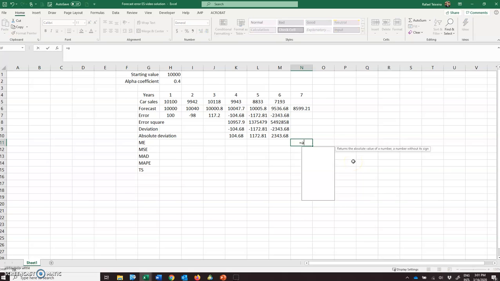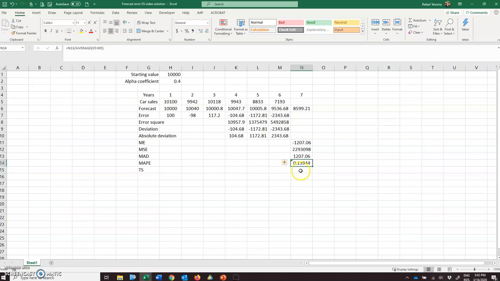Okay, so the mean error is equal to the average of the errors for years 4, 5, and 6. The mean square error is the average of the error square for years 4, 5, and 6. The mean absolute deviation is the same thing, but for the absolute deviation for years 4, 5, and 6. The mean absolute percent error is equal to the mean absolute deviation divided by the average demand for years 4, 5, and 6. And then the tracking signal is equal to the sum of errors for years 4, 5, and 6 divided by the mean absolute deviation, which is also -3. Okay.